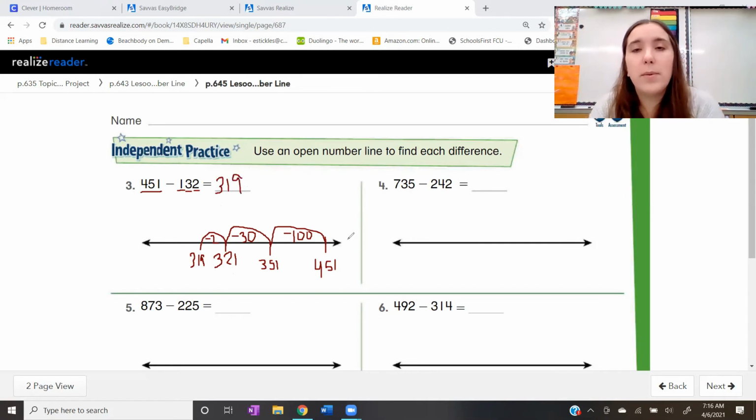Now you're going to do number 4 by yourself. Remember, you can do bigger jumps or little jumps. It's completely up to you. Make sure you label all of your jumps. Pause me, solve it, and come back when you're ready, and we'll double check it.